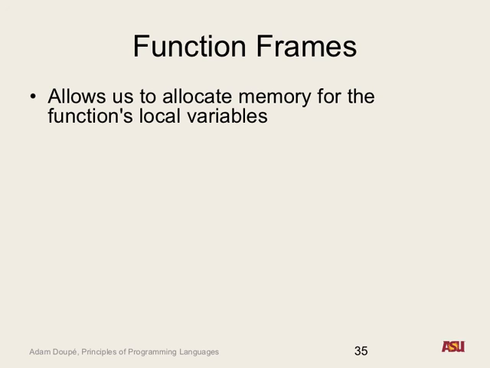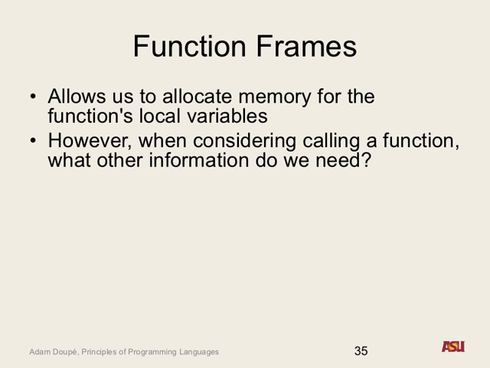So the function frame, we've seen we can move the stack down, we can put values on the stack, right? But when we call a function, what other information do we need? Why are you calling a function? To get it to do something for us. So how do we get the result back? A return value, usually, right? We need that function to return some value. So where does that return value live? We also need to put all the parameters onto the stack for that function, right?